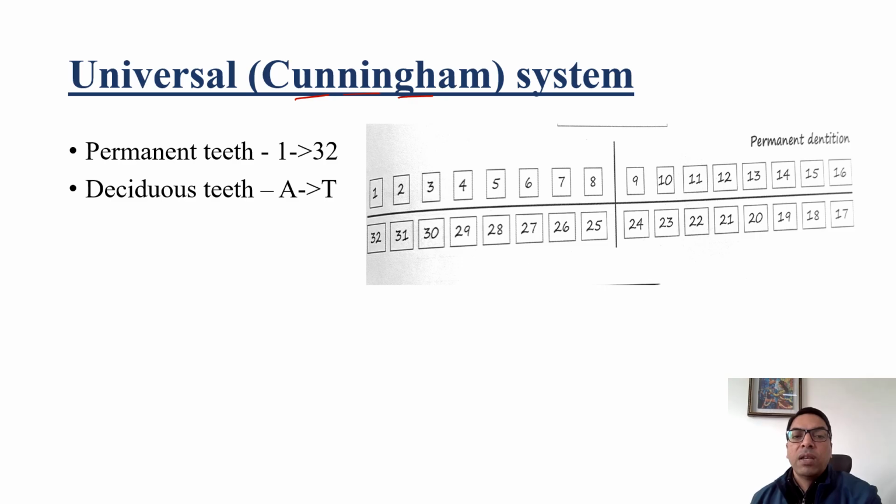It is in this way: from right upper to left upper, 1 to 16, going down to 17 to 32. It starts from right upper to left upper, then left lower, ending at right lower. So in the universal or Cunningham system, we count the teeth from the right upper towards the center, moving to left upper, going to left lower and right lower.